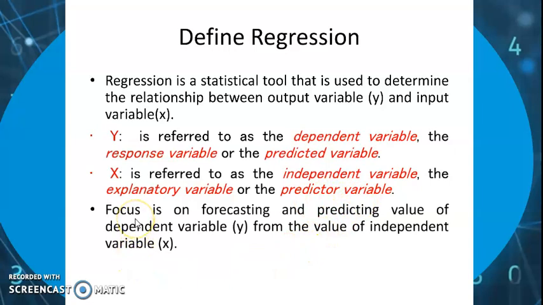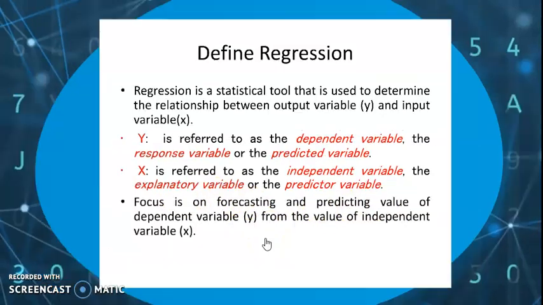So the focus of the simple linear regression model is basically to forecast and predict the value of y on the basis of x.